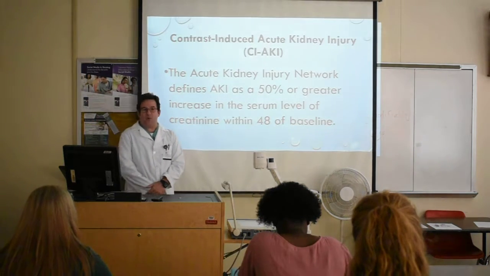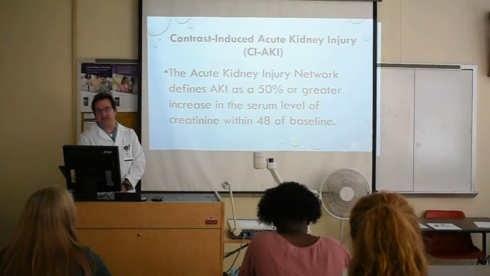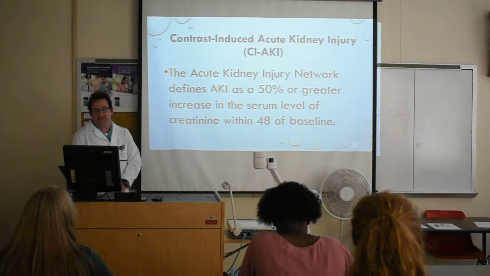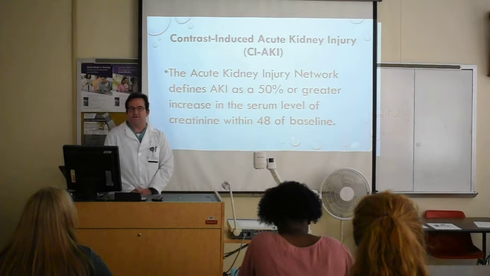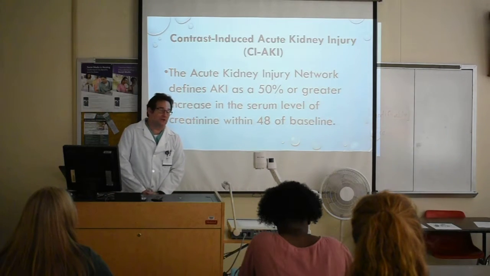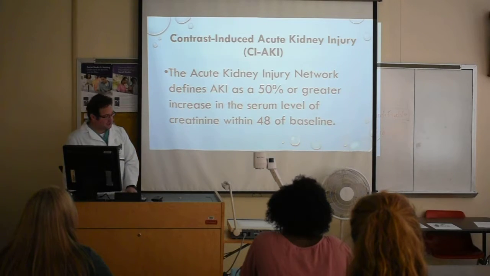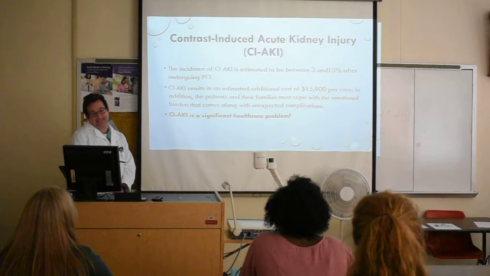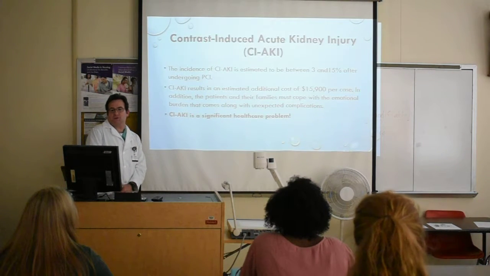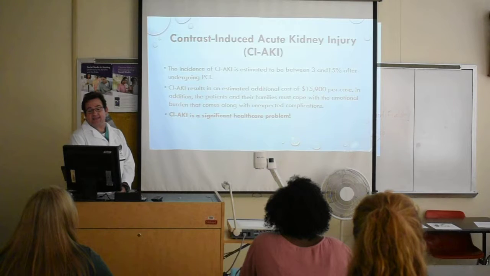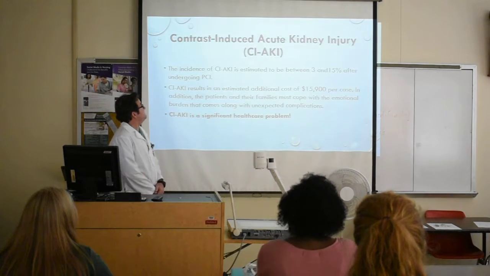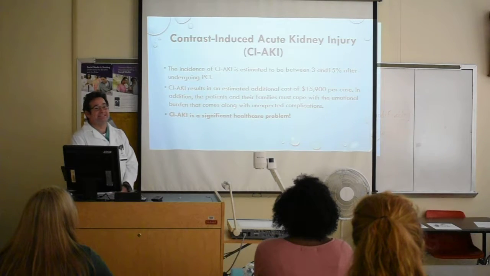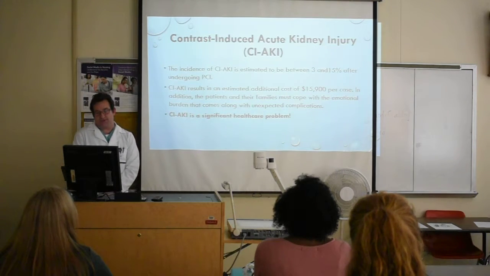The Acute Kidney Injury Network defines acute kidney injury as a 50% or greater increase in the serum level of creatinine within 48 hours of baseline. And that's what the authors of this study used as their definition of acute kidney injury. The incidence of acute kidney injury, or CI-AKI, is estimated between 3 and 15% of patients after undergoing a PCI procedure.